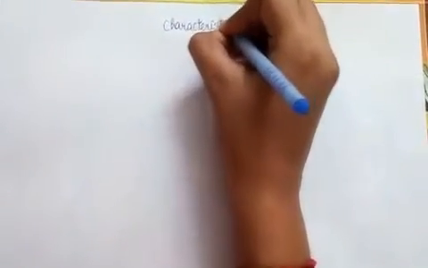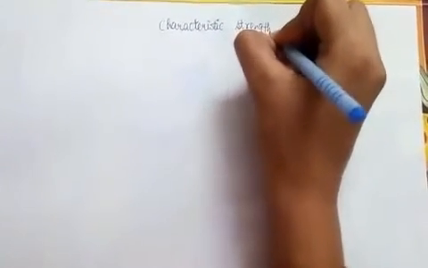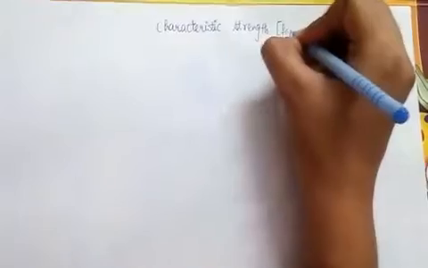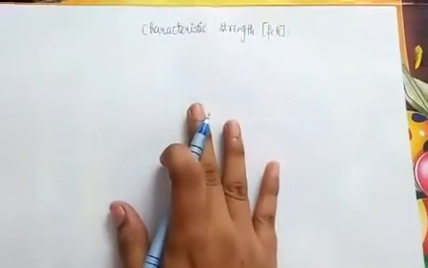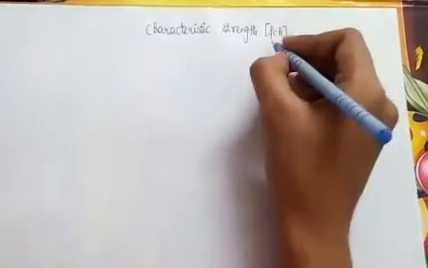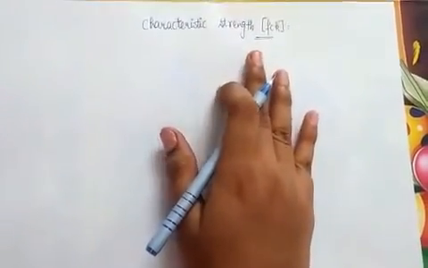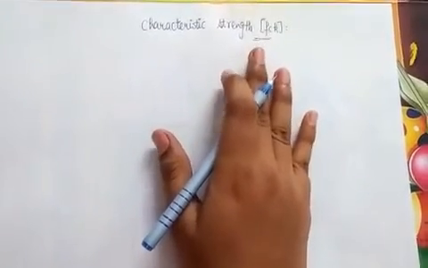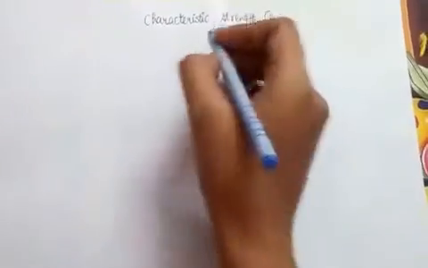Today, let's know what is characteristic strength, that is FCK. First of all, why have I chosen this topic? Because this FCK is needed for the design purpose of structure which can bear load without any failure. So let's start understanding characteristic strength with a simple example.